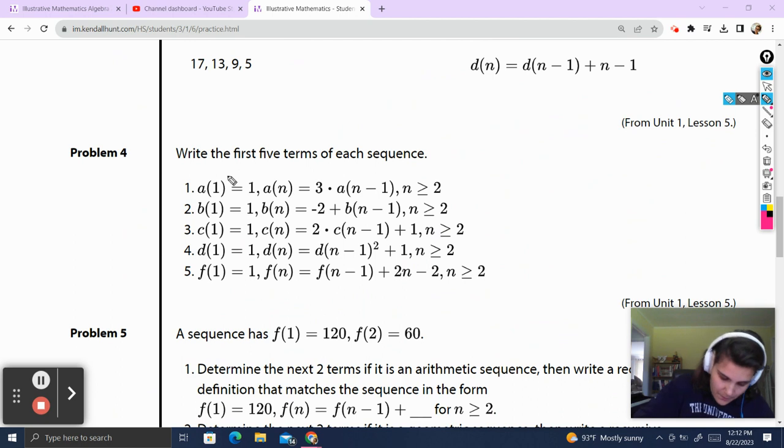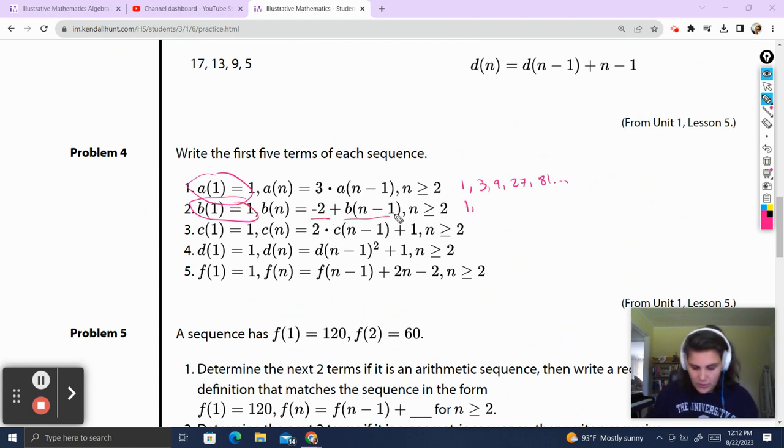So our first term is 1. Our next term is going to be 3 times the previous term. That's going to be 3 times the previous term, 3 times the previous term, 3 times the previous term, and we're done. For B, our first term is 1. Our next term is -2 plus the previous term. So -2 plus the previous term is going to be -1, -3, -5, -7. I can't write today. -7, and we're done.